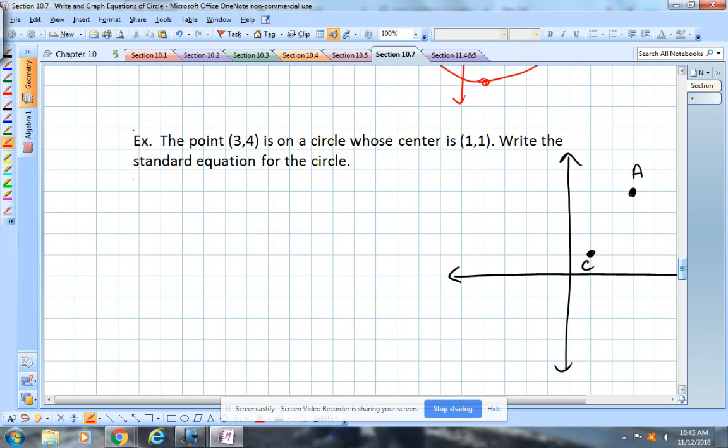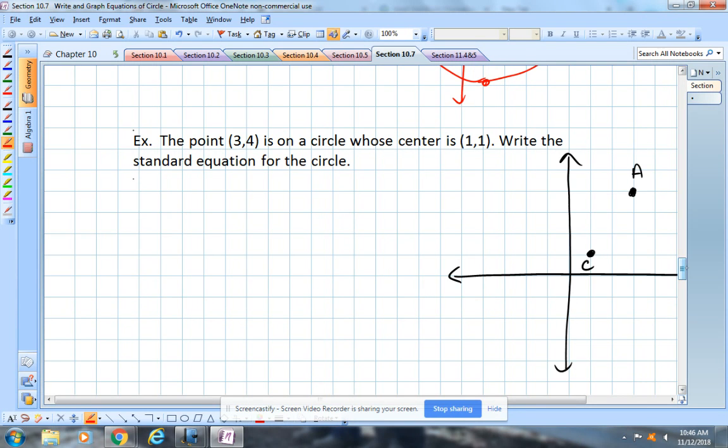All right, so the next thing is a little different. They tell me the center and 1 point on the circle, and we have to come up with the equation. Now, what 2 things do we need to write the equation of a circle? The center and the radius. So what of those 2 things do we not have? The radius of the circle. So we've got to find the radius of the circle.